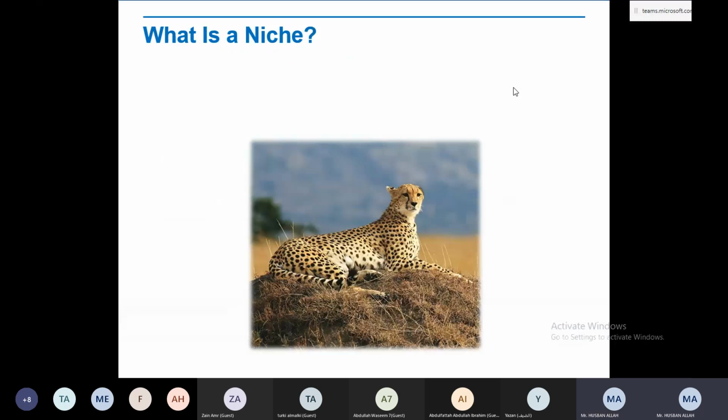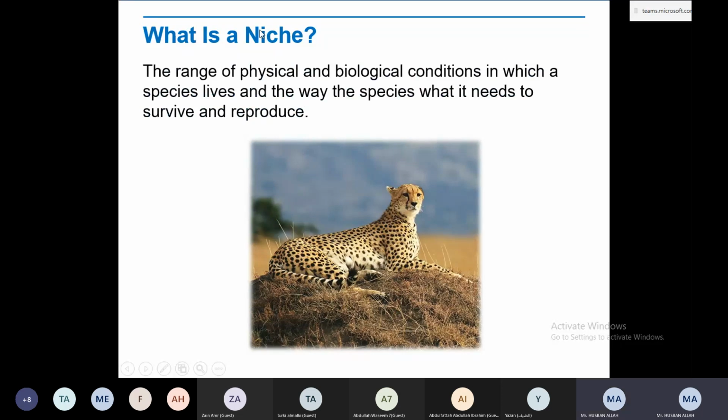Now the first point which we are going to discuss is about the niches. What are niches? The range of physical and biological conditions in which a species lives, and the way the species gets what it needs to survive and reproduce. In simple words, a niche is the surrounding or the habitat in which the organisms are living, in which they are reproducing, and in which they are surviving.